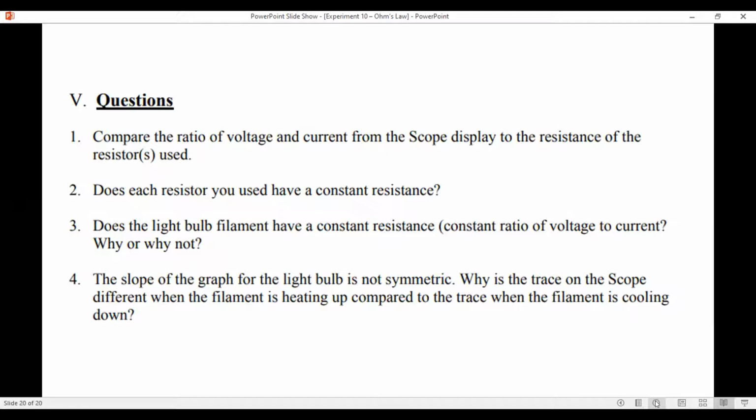Why is the trace on the scope different when the filament is heating up compared to when it's cooling down? Well, that's because as it's heating up, the temperature is increasing, but as it's cooling down, the temperature is actually less than it was when it was ramping up. I'm sorry, other way around. It takes time to cool down, so that creates the hysteresis. It's not so much symmetric in that there's a hysteresis to it. Okay? I'm going to pause here and we are going to look at this with the streaming camera.